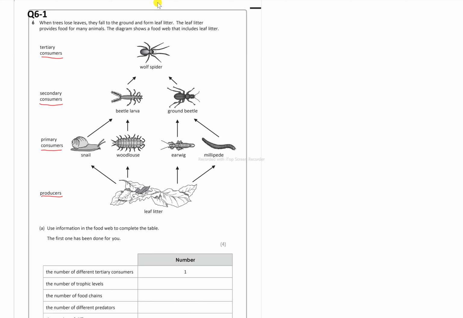So let me just go through the food chain. Here is one food chain. Here is another food chain. Here is another food chain. And here is another food chain. So we're being asked to look at the number of different tertiary consumers. Primary, secondary, tertiary. There's only one. They've given us that, yeah?